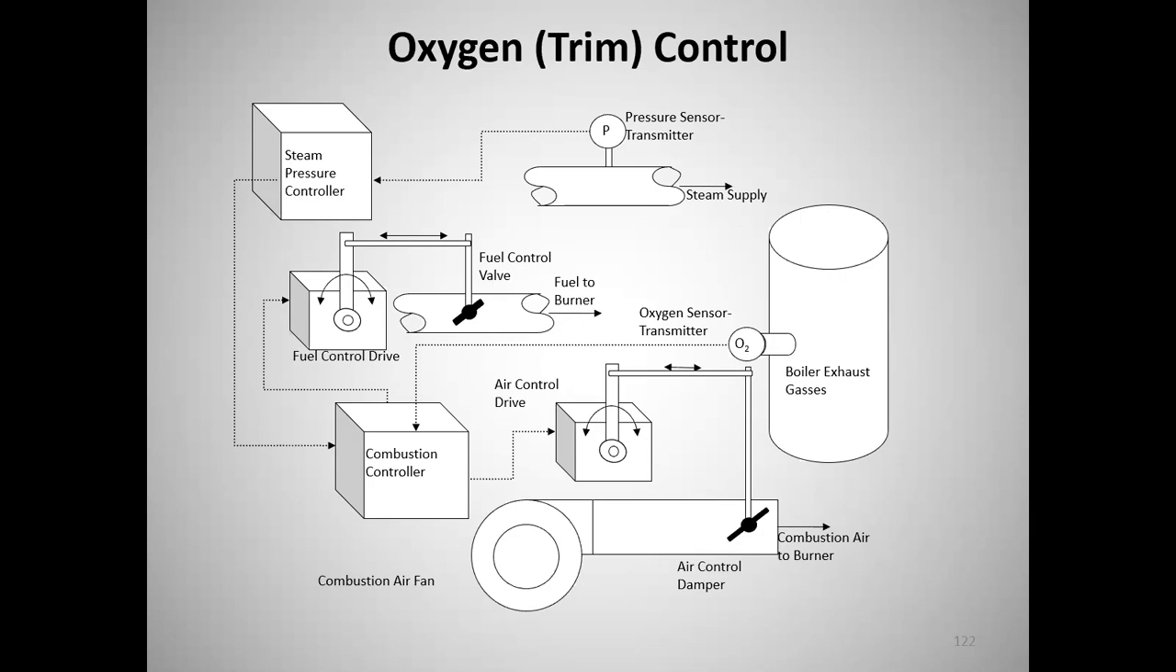So you've got an independent control loop that has set points of its own that's trying to minimize or optimize that O2 reading. And then you've got the pressure sensor transmitter controlling the fuel valve, which also sends a signal into the combustion controller. So we've picked up an automatic control loop that is trying to optimize the amount of air that fan is putting into the boiler for combustion air. So that's kind of the difference in the two.